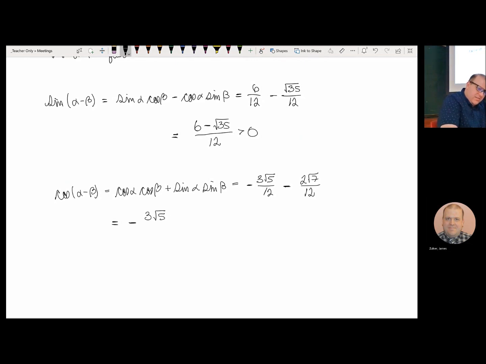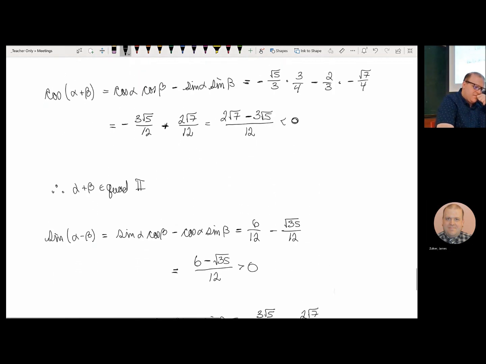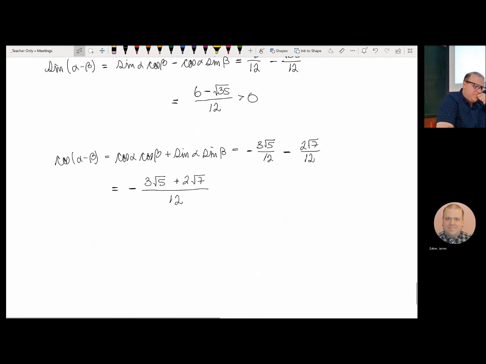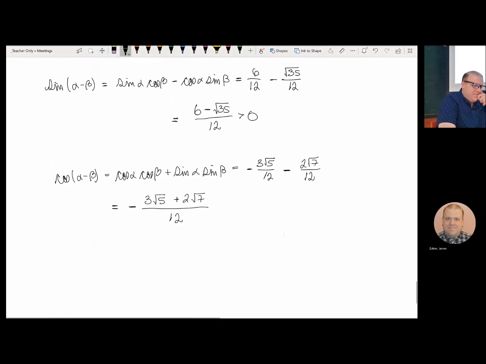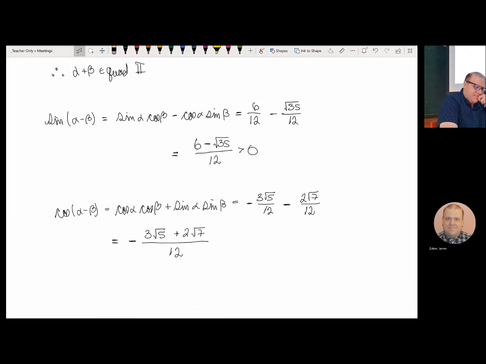Oh, so it looked weird because you had written it as 2 root 7 minus 3 root 5, but if we left it as negative 3 root 5 plus 2 root 7, then it would have been negative 3 root 5 minus 2 root 7. Yeah. Is that positive or negative? It's going to be negative.